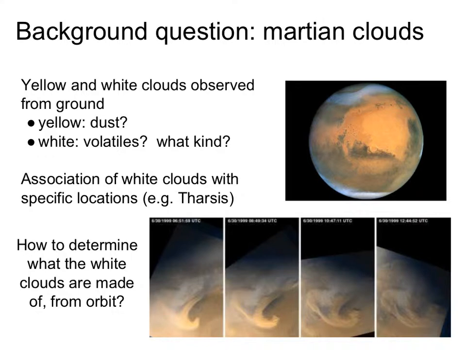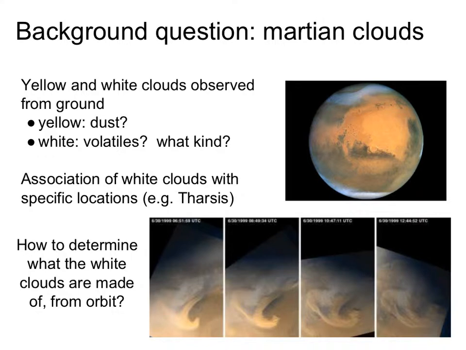Okay, so question, Martian clouds. We have for decades, more than a century, seen yellow clouds and white clouds, and the observations from the ground associate the yellow clouds with being dust clouds, dust storms. But the white clouds, what could those be? There are a variety of volatiles that could produce clouds in the Martian atmosphere. They could be water ice, and we'd be interested.